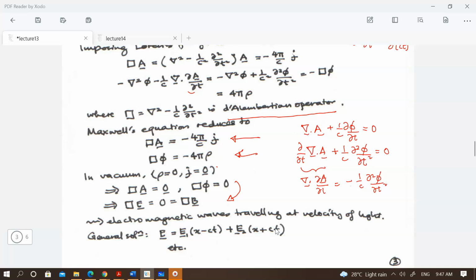So the wave operator acting on E equals zero, and the wave operator acting on B equals zero, and essentially the solution to this wave operator is just your solution for electromagnetic waves. So you can write this as a plane wave, one propagating forward, and the other one propagating in the negative direction. So that connects back to what we know about electromagnetic waves in vacuum. So you have these two possible directions of propagation.